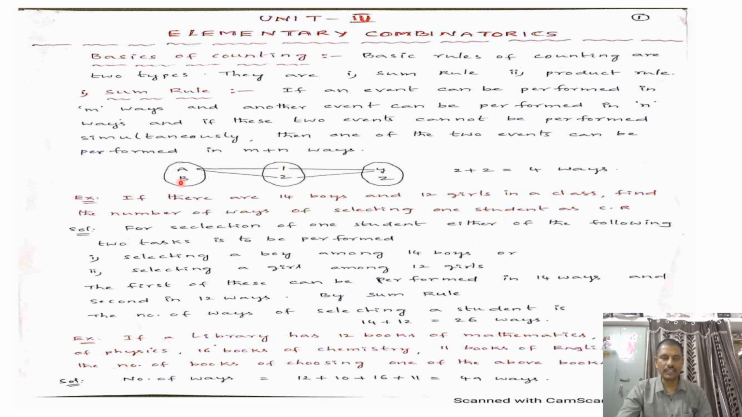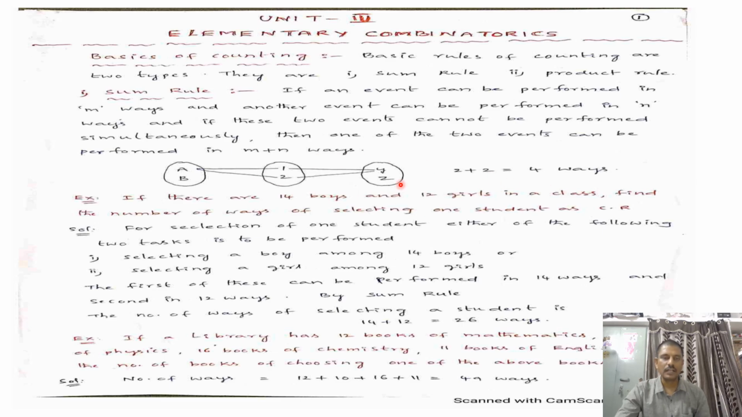So there are two events. These two events cannot be performed simultaneously. That means one after the other can be performed. Say for example, there are A and B, two events. A can be performed in two ways, and B can also be performed in two ways. So how many total ways? A can be performed in two ways plus B in two ways. Therefore, the total number of ways is equal to 4.